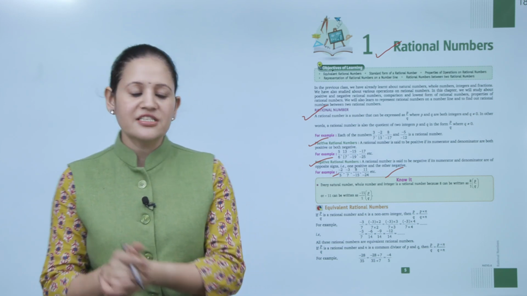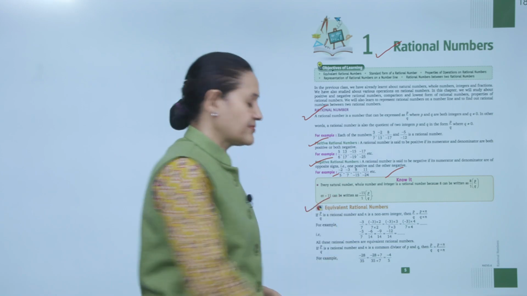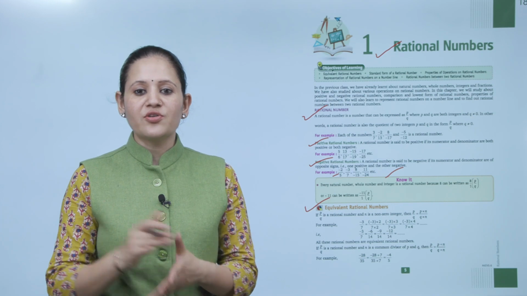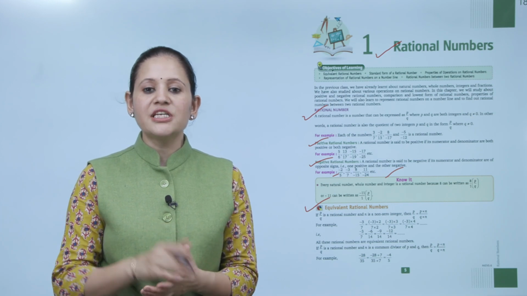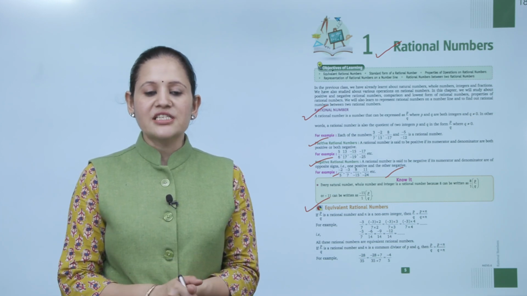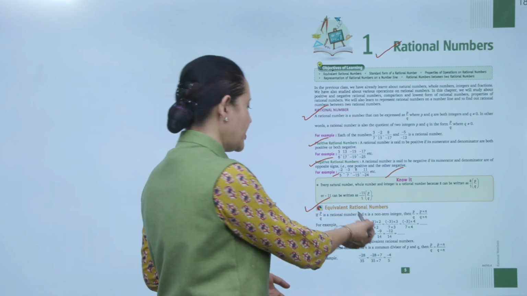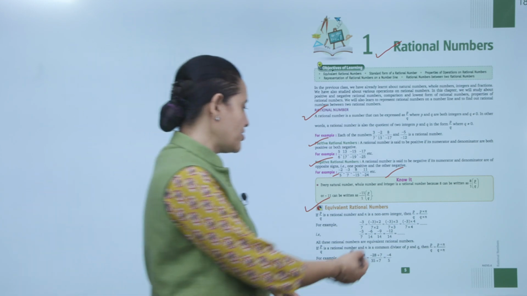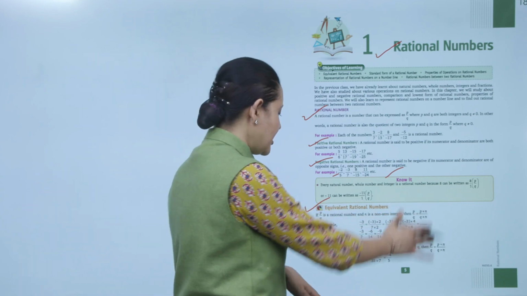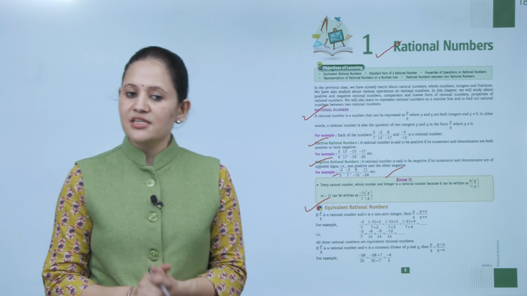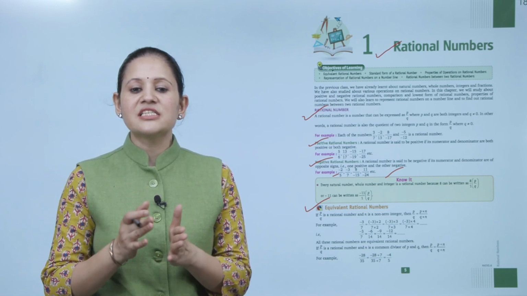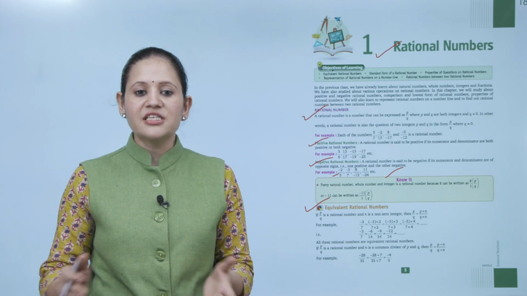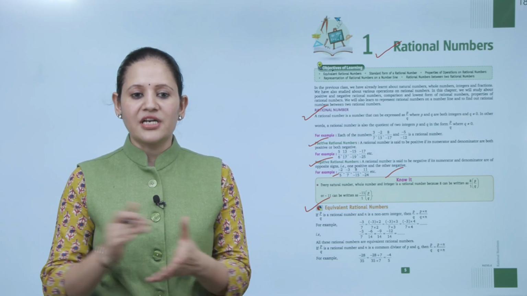Next is equivalent rational numbers. If p by q is a rational number and n is a non-zero integer, then p by q equals p into n upon q into n. For example, minus 3 by 7. So here what we have done? We have multiplied both the numerator and denominator by the same non-zero number. So they are equivalent rational numbers. Clear? So minus 3 by 7, minus 6 upon 14, minus 9 upon 21, minus 12 upon 28. All these are equivalent rational numbers.